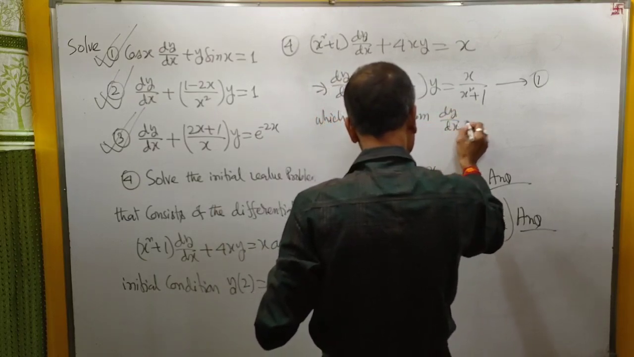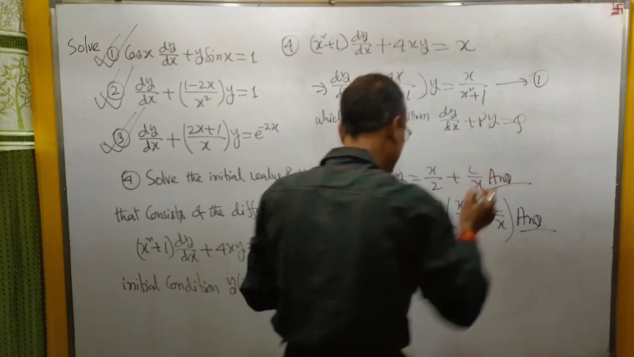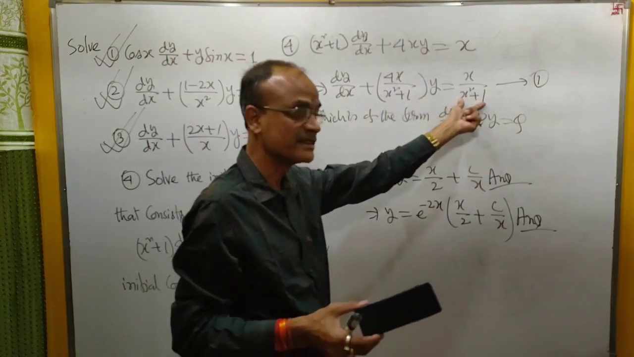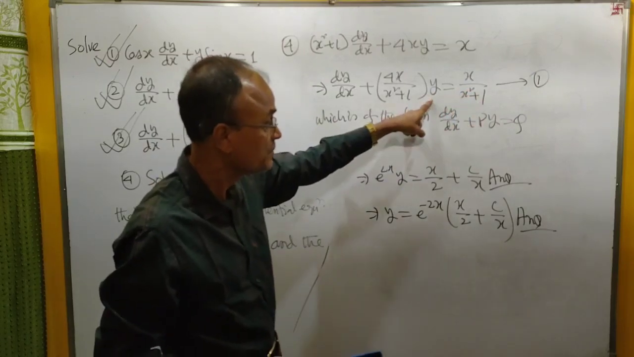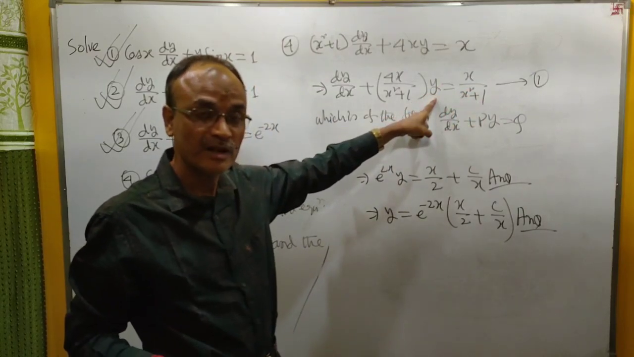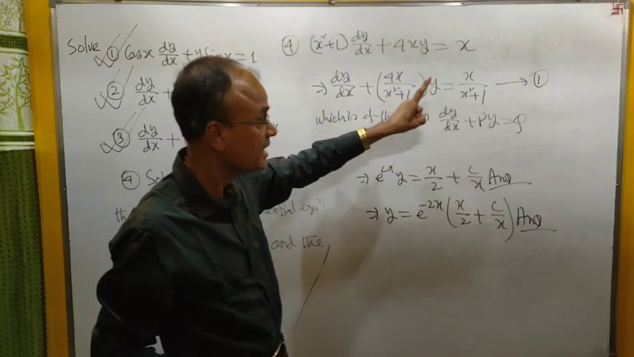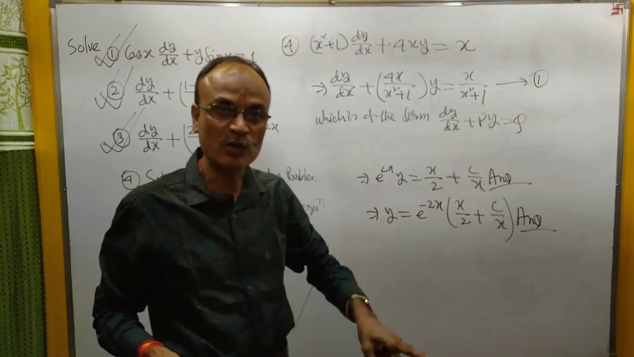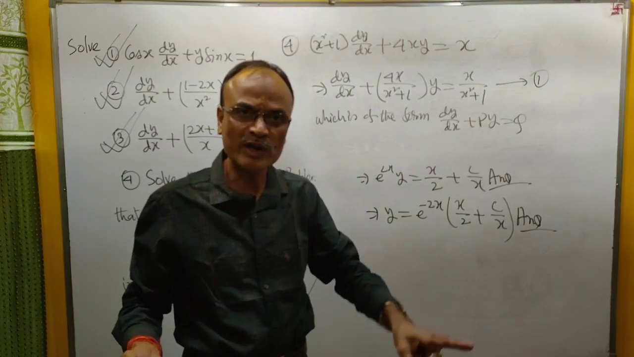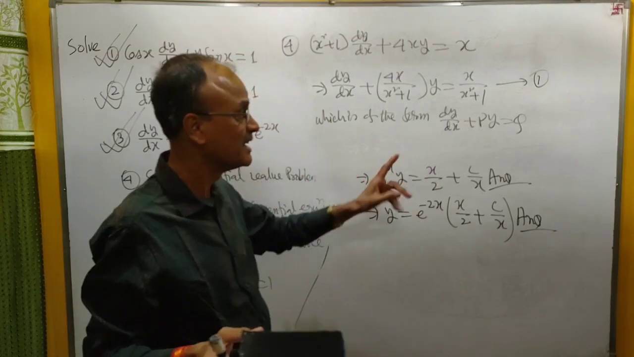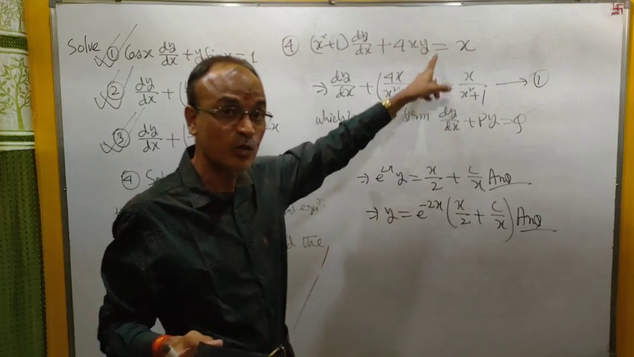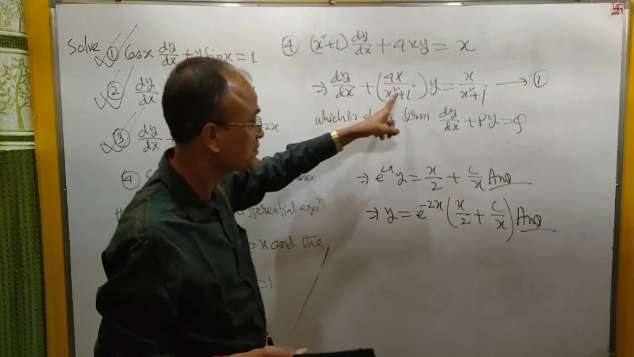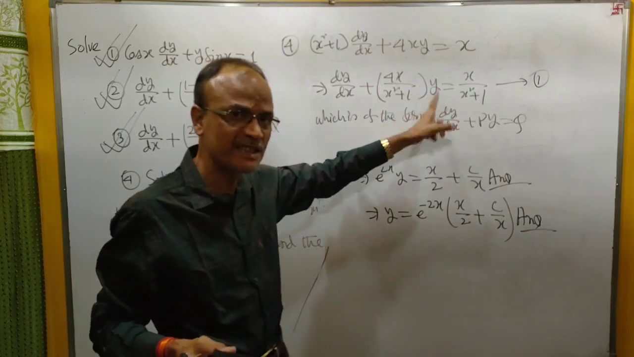dy by dx plus py equal to q, where p is a function of x and q is also a function of x. You should always mind that it should be y, not 1 by y or e to the power y or log y or y to the power minus 1 or something like that. It must be y. If it is y square, then it is not linear. In dy by dx plus p into y, y means it is y.